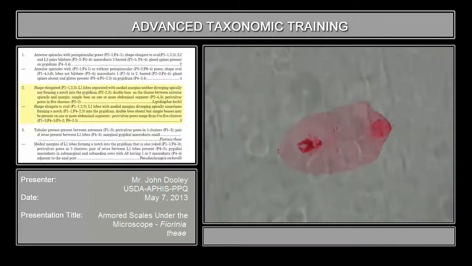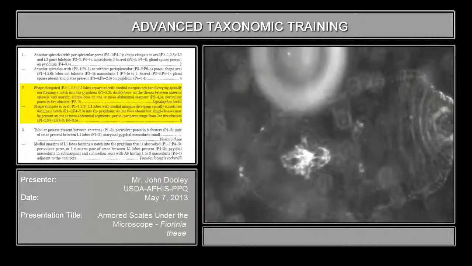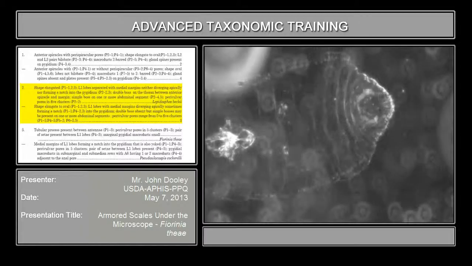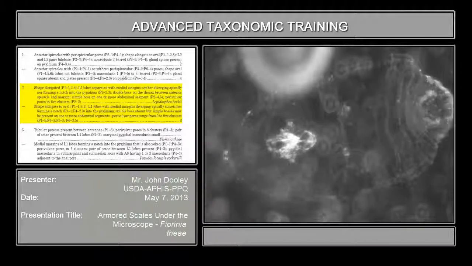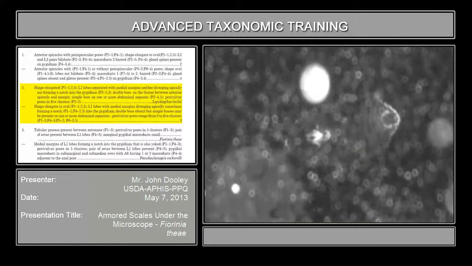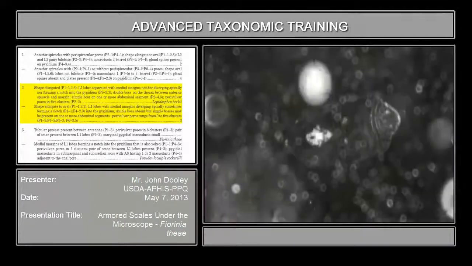Okay, if you go to couplet 2, shape elongate to oval, L1 lobes with medial margins diverging apically, sometimes forming a notch. If you look, it's a little harder to see on this. You notice that it's somewhat elongated. This one is actually pushed in a little bit, but the actual specimen on the screen, on the microscope, is actually a little more elongated.